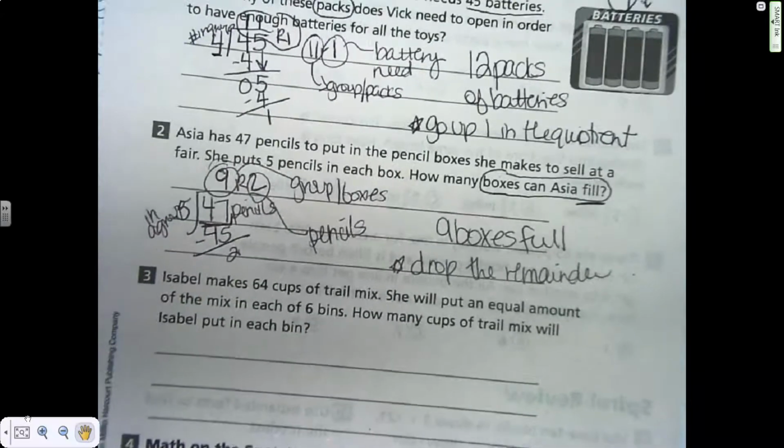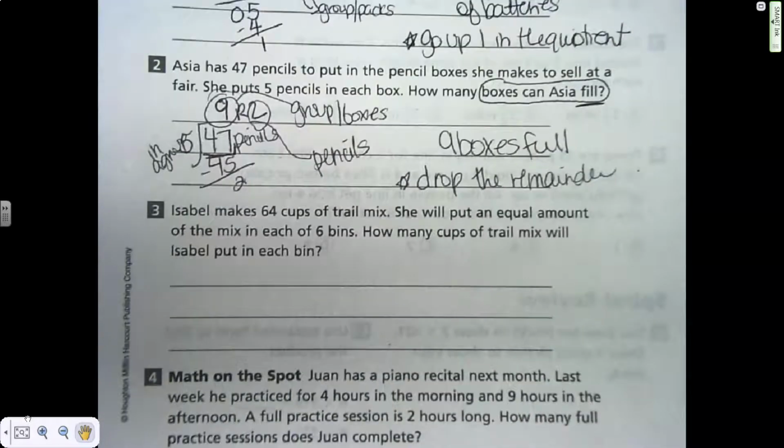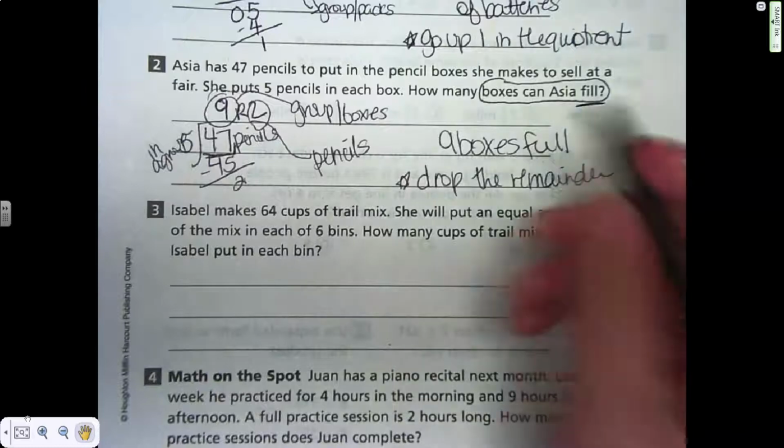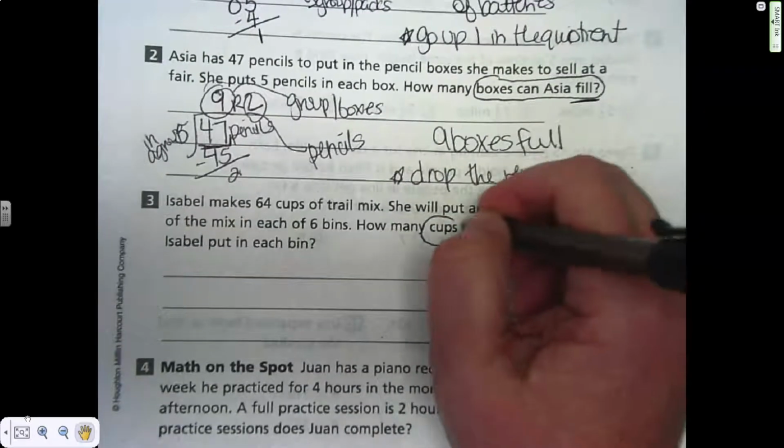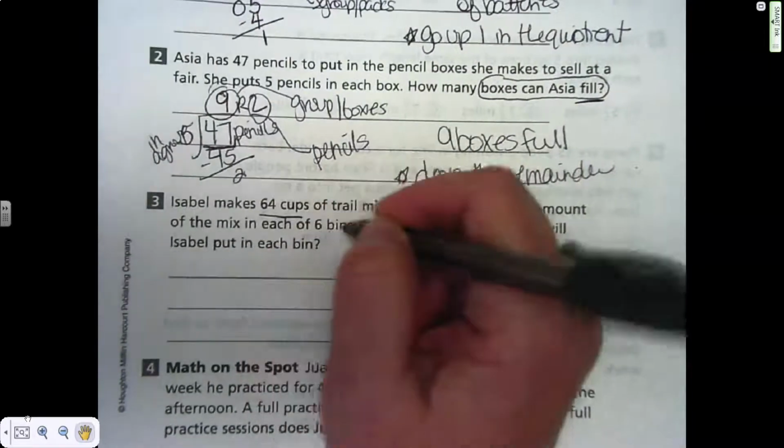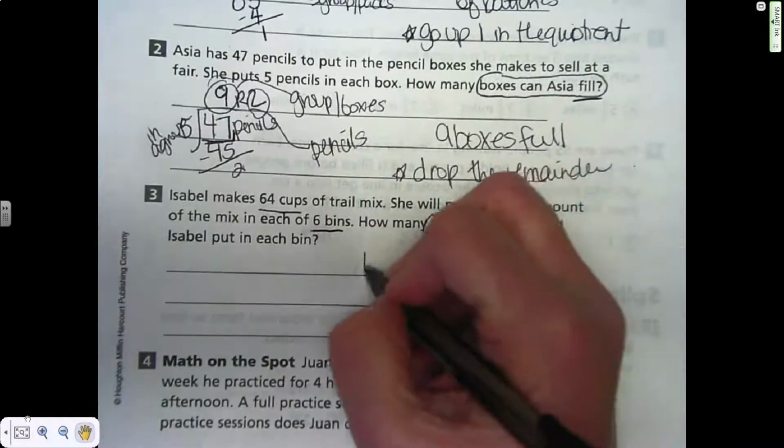Number 3 says, Isabel makes 64 cups of trail mix. So the trail mix we might eat with the peanuts and the raisins and the M&Ms. She's going to put an equal amount of mix in each of 6 bins. How many cups of trail mix will go in each bin? So I want to know how many cups.